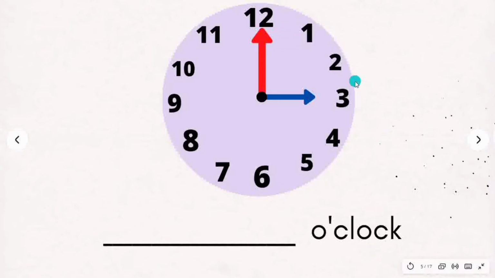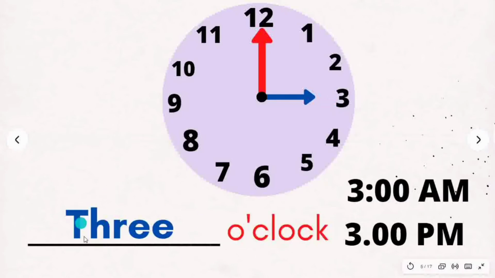And then you have to look at the short hand. The short hand is showing number 3. So the answer is 3 o'clock. It's just the same. When the short hand is showing number 1 and the long hand is showing number 12, it will become 1 o'clock. When the short hand is showing number 10, it will become 10 o'clock. Yes, very good.